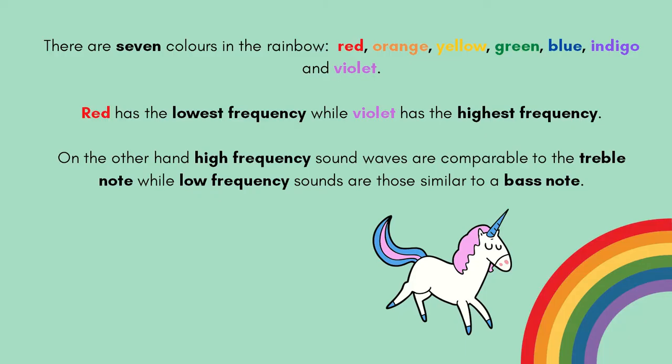There are 7 colors in the rainbow: red, orange, yellow, green, blue, indigo, and violet. Red has the lowest frequency, while violet has the highest frequency. On the other hand, high-frequency sound waves are comparable to the treble note, while low-frequency sounds are those similar to a bass note.